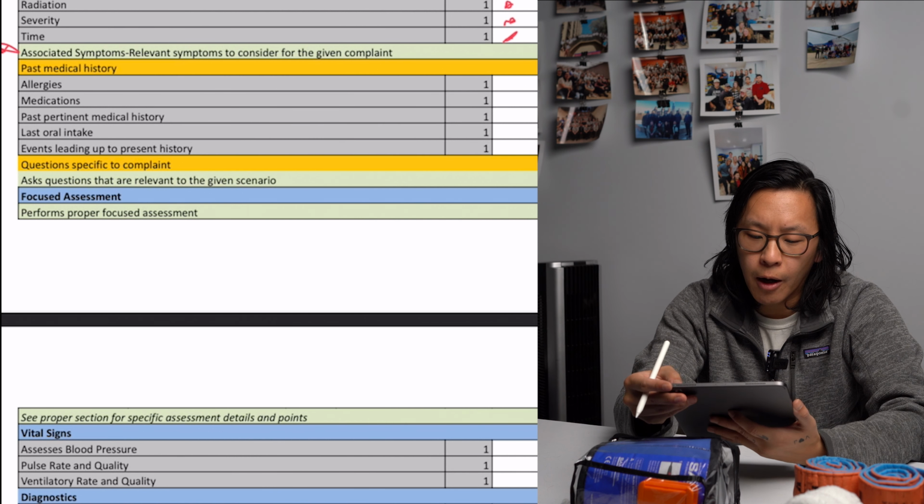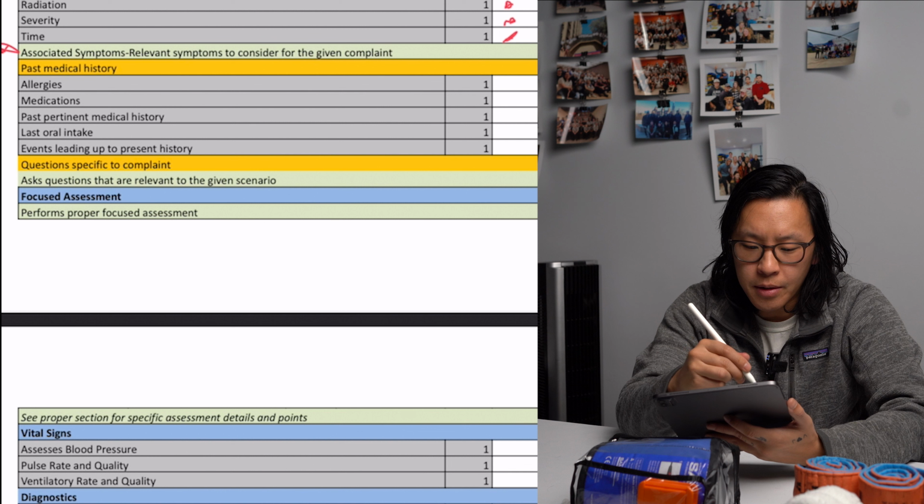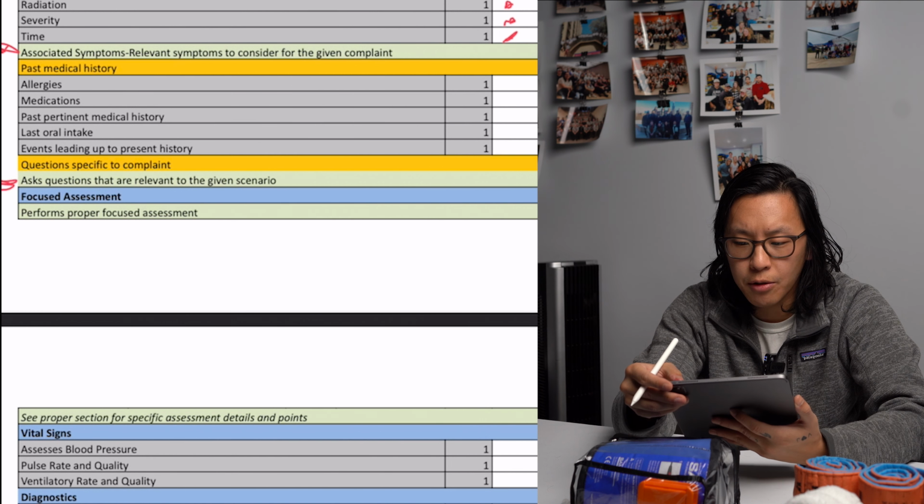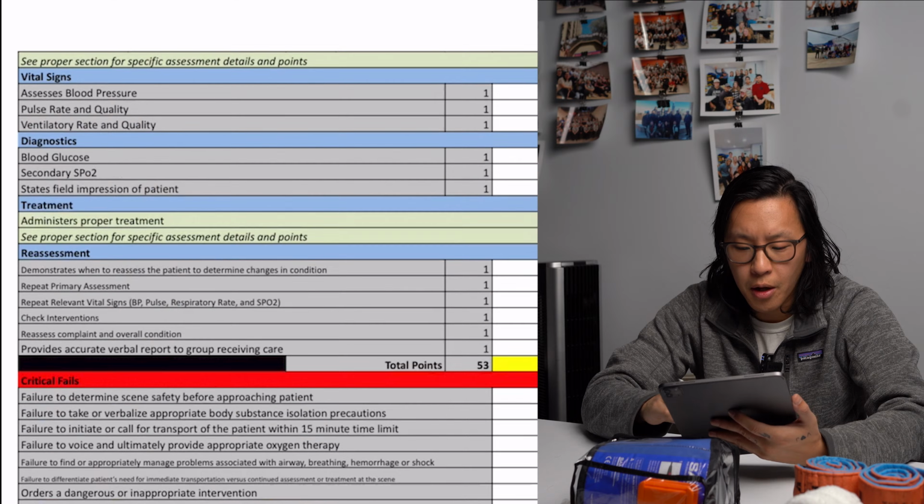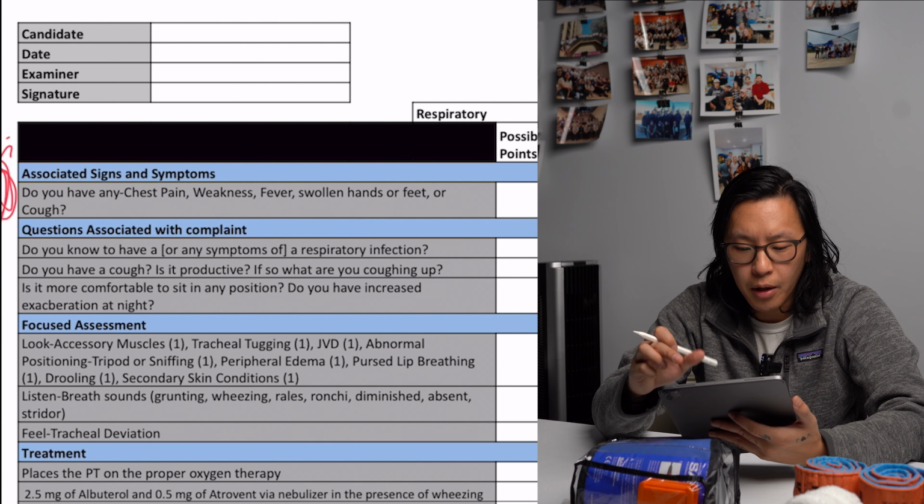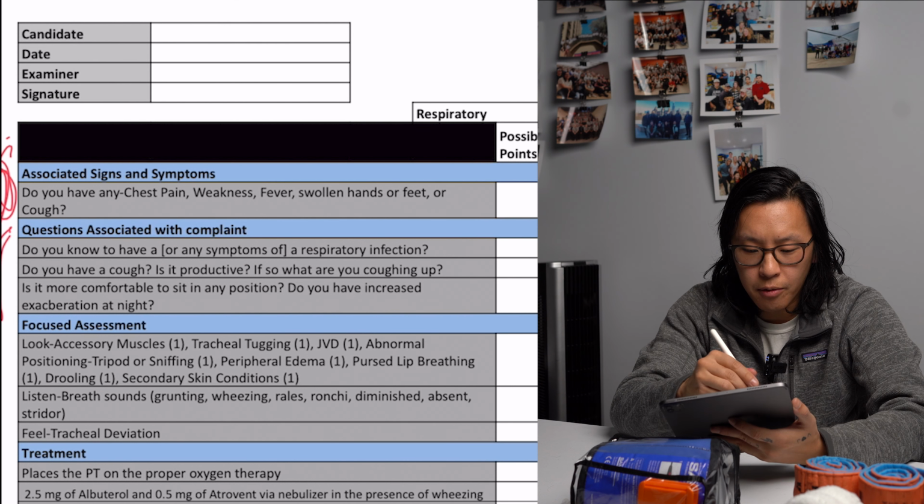All right. Now, next one is asks questions that are relevant to given scenario. All right, that's what we're on right now. So we're going to go back down to our focused secondary assessment and find that section and plug and play. So asks questions that are relevant to current scenario. So questions associated with complaint right here.